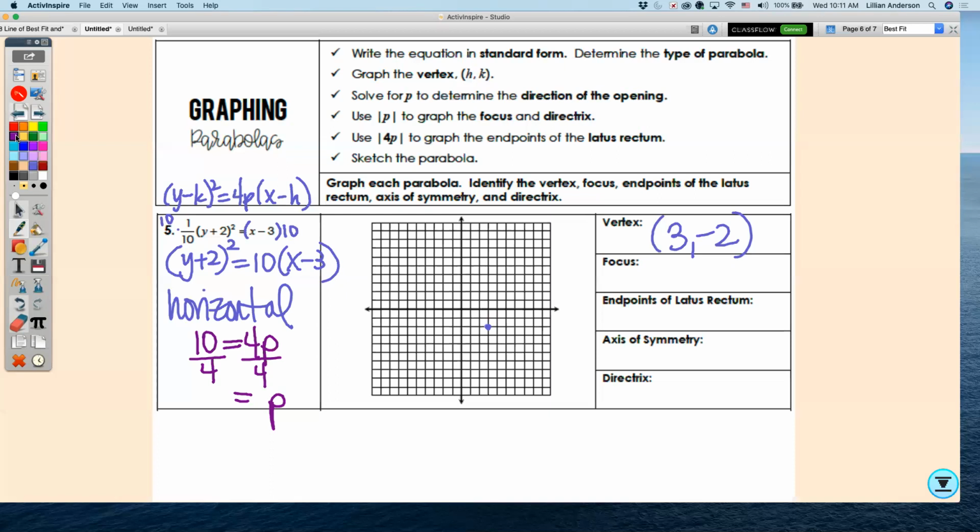It is 5/2, and I can't believe I'm actually going to say this because y'all, I do not like decimals, but I am going to need to plot my focus. So it's going to be a little bit easier if I have it as a decimal than actually a fraction. So p is going to be 2.5, technically 5/2, but 2.5.